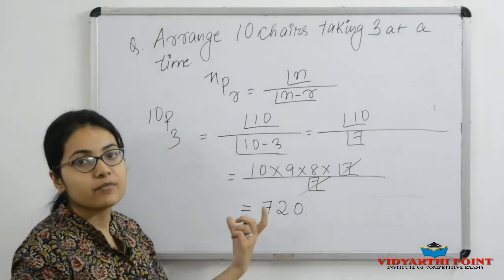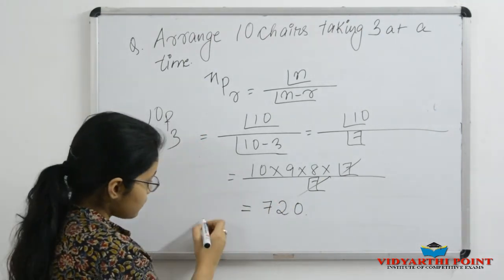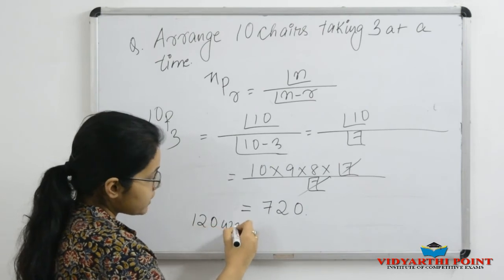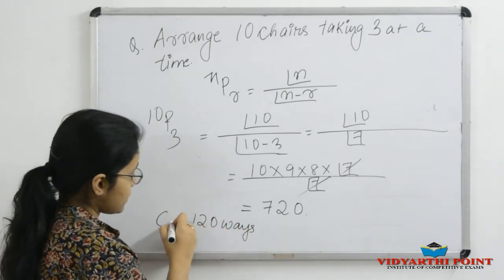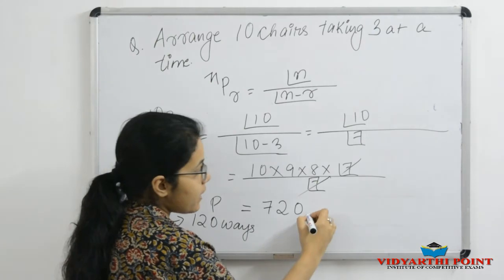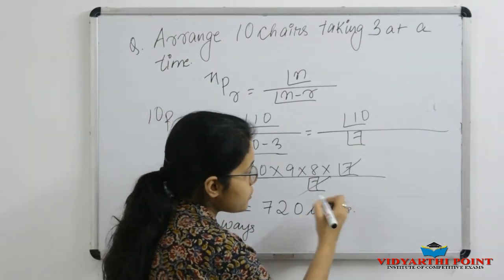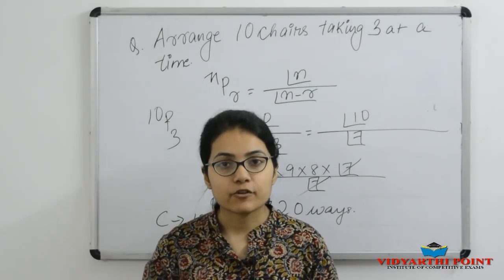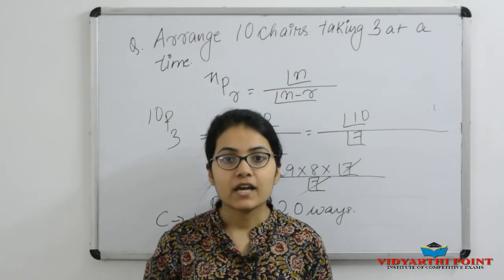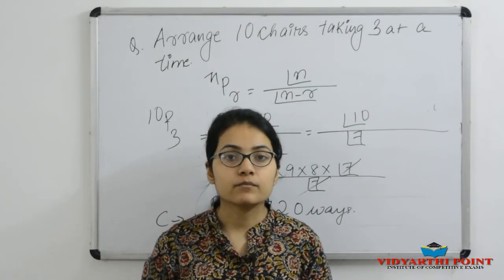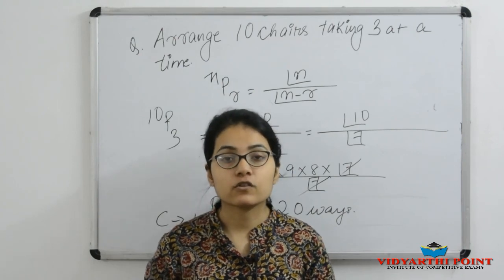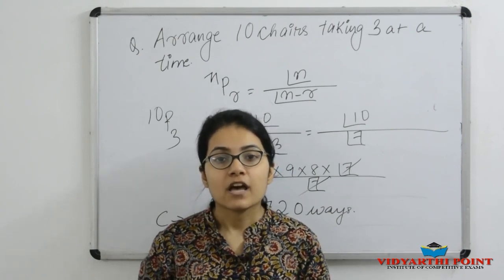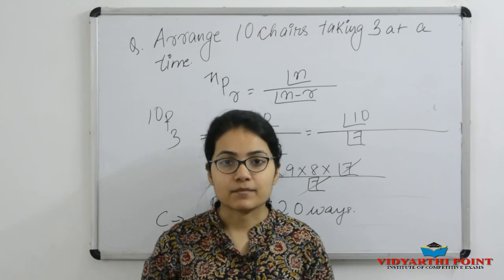So, for a similar type of question, in combination we got only 120 ways of selection, whereas in permutation we have 720 ways of arrangement. This was all about the concept of permutation and combination and their formula. In our next videos, we will be solving some problems related to this section and also the short tricks which will help us in saving time in our competitive exams. Thank you.